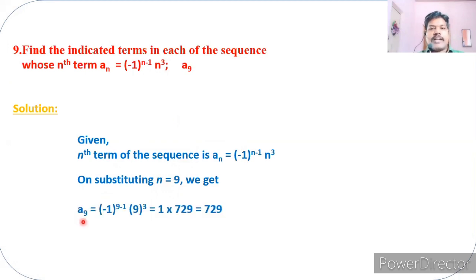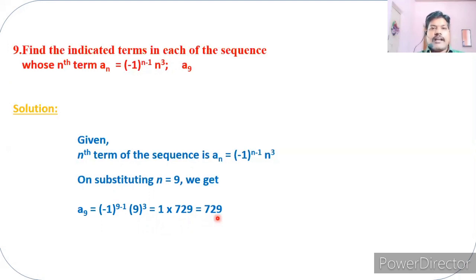So a9 is equal to minus 1 power 9 minus 1 into 9 cube. 9 minus 1 is nothing but 8. So minus 1 power an even number automatically becomes 1. So that is equal to 1 into 9 cube. 9 cube value is nothing but 729. So 1 into 729 will become 729.